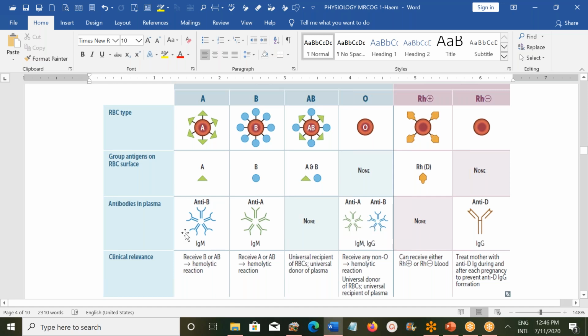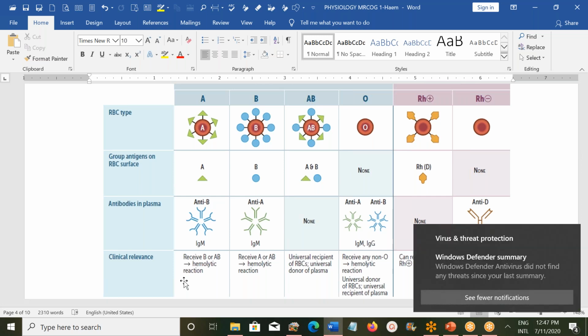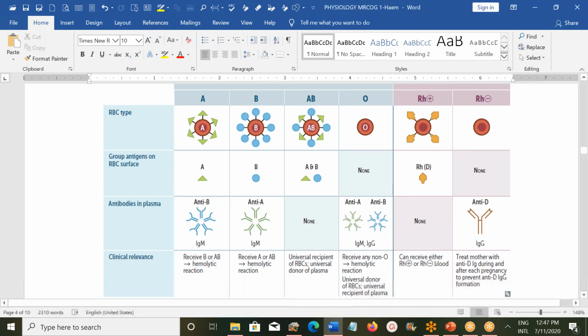Then what is the clinical relevance? If a person's blood group is A and he receives blood group B or even AB, because AB will also contain the B antigens, that is the point, this person is going to have a hemolytic reaction, an incompatible blood transfusion. Your patient is going to develop hemolytic anemia.